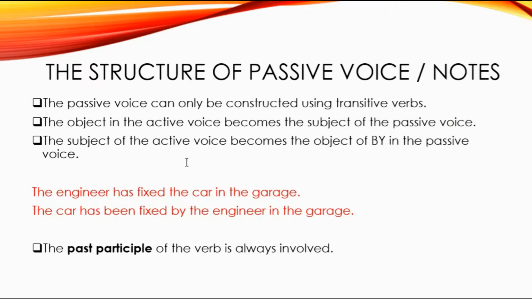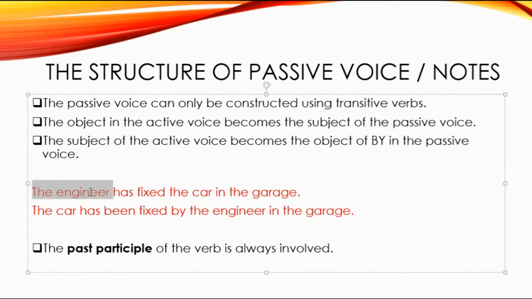So look at this example. The engineer has fixed the car in the garage. So the engineer is the subject. This is active voice, right? So this is my active voice, correct? So my active voice sentence is this one, right? This is a subject, right? The engineer is my subject because it's in the beginning of the sentence and it's doing some action. Fixed the car, right? So the car has come right after the verb, so it is my object, right? So this is my object.